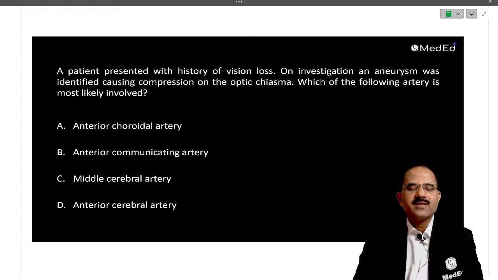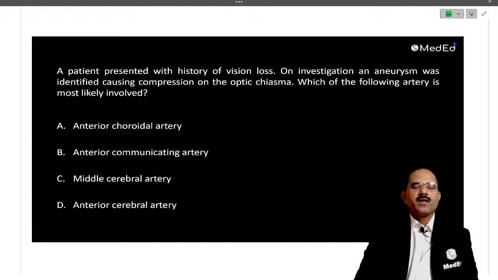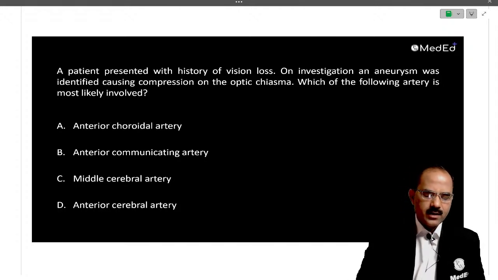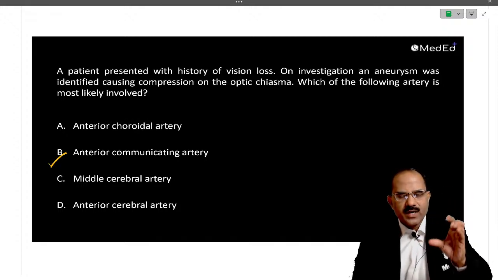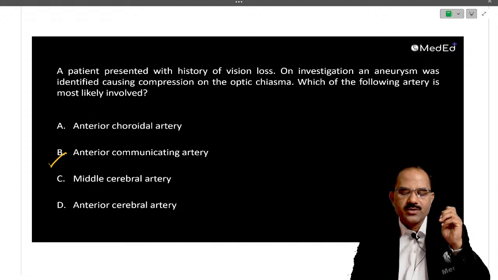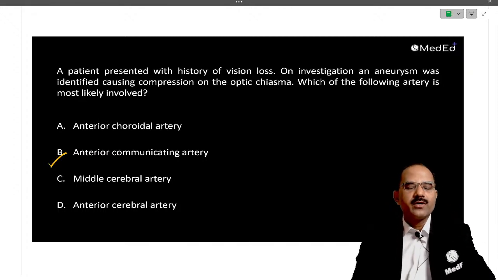Okay, can anyone answer this? Answer is anterior communicating artery. Aneurysms are there in most of the arteries, but if there's an aneurysm in the anterior communicating artery, it is going to compress on the optic chiasma. Okay, anterior communicating. Very good.